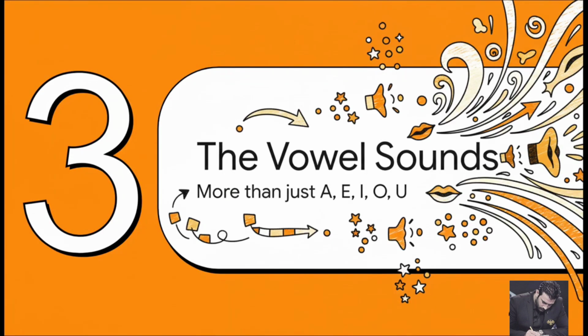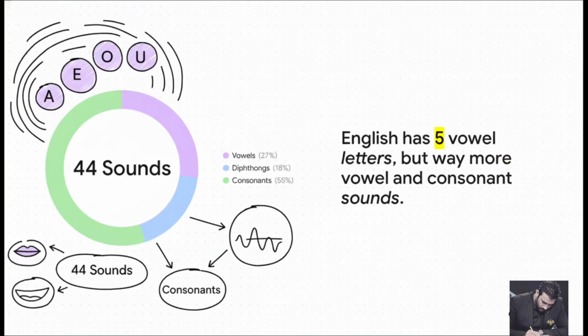Okay, so let's start breaking down some of those 44 English sounds. We're going to begin with what's often the trickiest part for a lot of learners, the vowels. And you're about to see there's way more to it than just A, E, I, O, and U. Yeah, we all learn in school that there are 5 vowel letters. But as you can see here, the English language has a whole lot more vowel sounds. And they're actually broken down into different groups, including this special category called diphthongs, which are really, really cool.